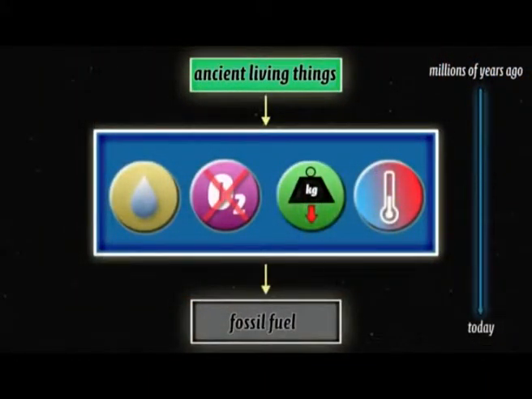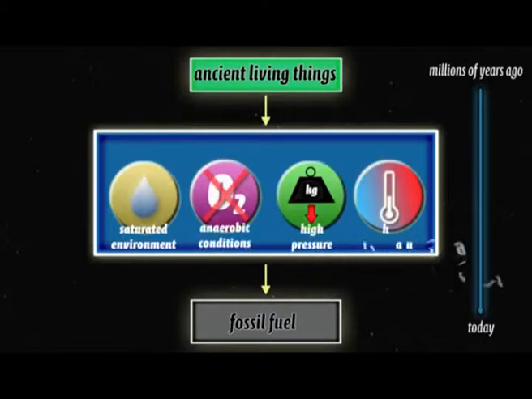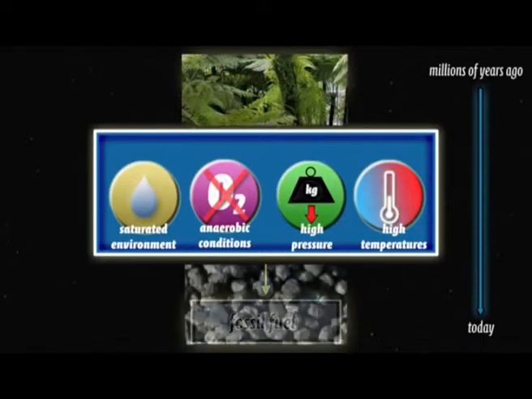Okay, let's recap. This means for our ancient living things to turn into fossil fuels, they need a saturated environment, anaerobic conditions, lots of pressure, and high temperatures. Let's watch the whole story now, from an ancient plant to a lump of coal.